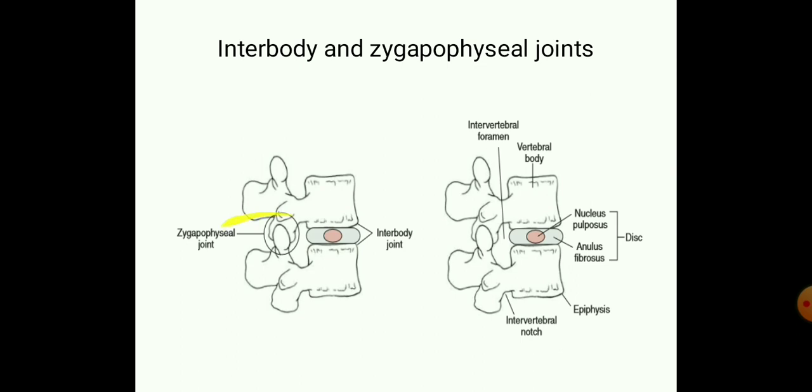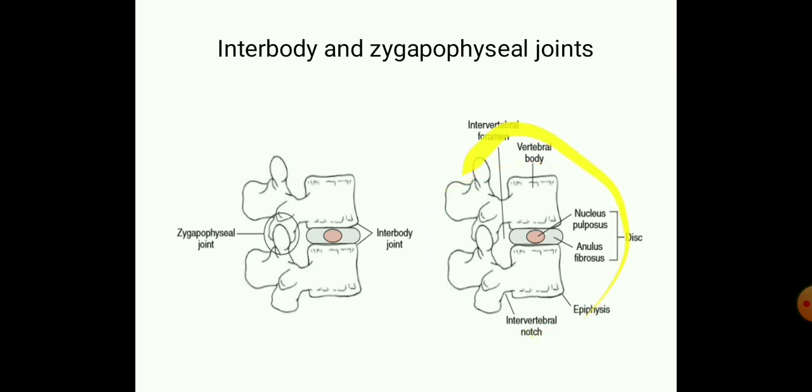The second one is the zygapophysial joint. What is a zygapophysial joint? It is a joint formed between the superior facet of the lower vertebra and the inferior facet of the vertebra placed above it. So these are the two facets, one superior and one inferior: the superior facet of the downward vertebra and the inferior facet of the upward vertebra. These two form a zygapophysial joint.